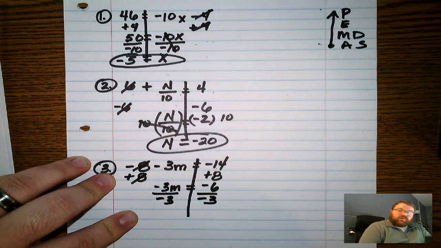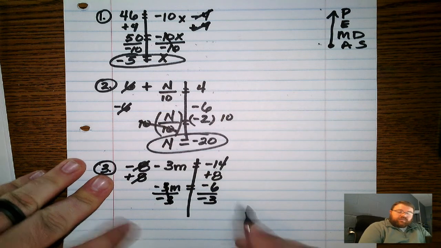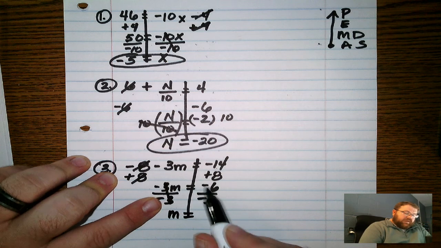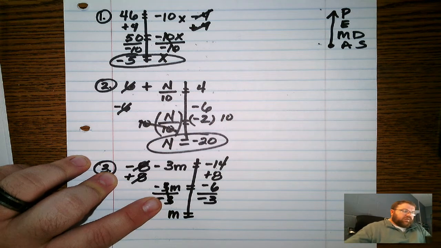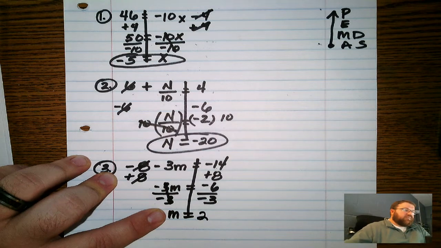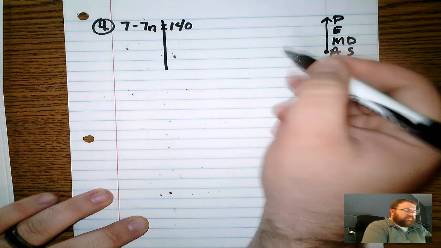Negative 3 divided by negative 3 is 1. The way we show 1 is we simply, 1m is just m, and negative 6 divided by negative 3 is positive 2. So they're same sign, so it's going to be positive 2. Right, problem number 4. I'm going to go ahead and draw my line.